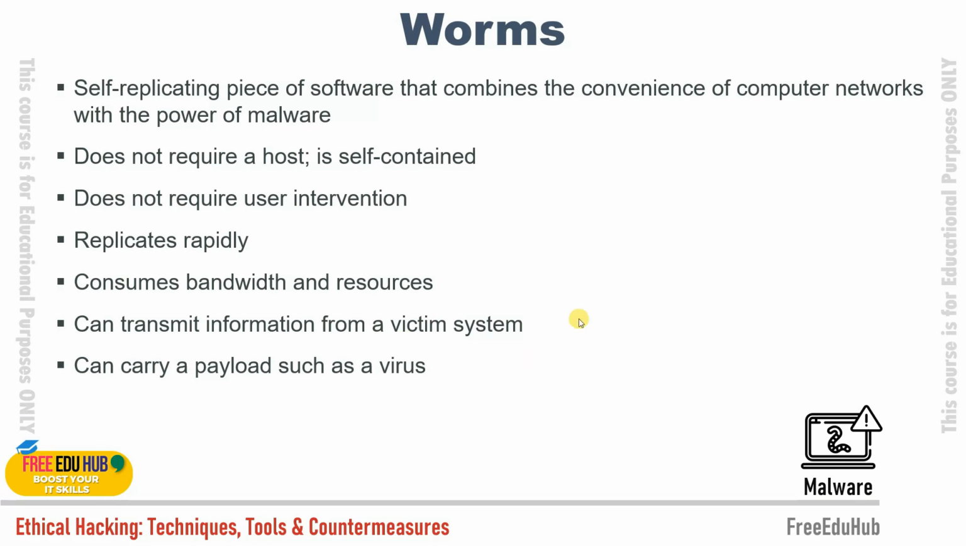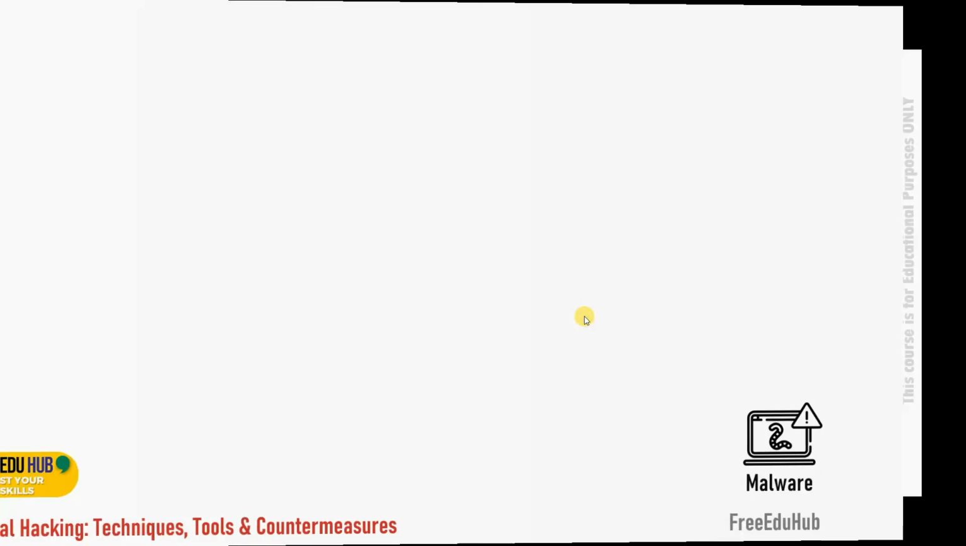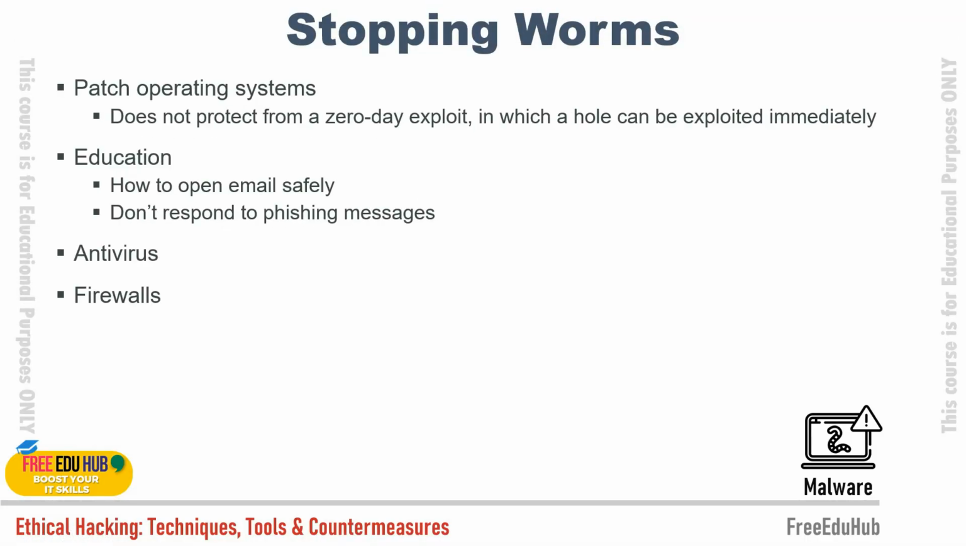Now, since we have understood the worms, we'll try to learn the techniques. How can we stop the worms? The first thing we can do is patch the systems. For example, we can protect our systems, but it does not protect from the zero-day exploits. Zero-day exploits are those exploits for which the cure is not yet available, in which the hole can be exploited immediately. So they'll identify, once they read in the news or on the security channels that some vulnerability has been identified in a system, they'll look for those vulnerabilities, and then they'll try to exploit it.